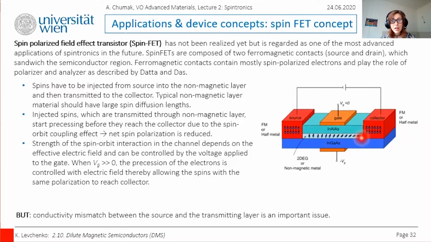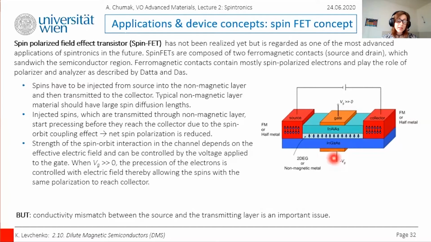Current modulation is achieved by tuning the strength of the spin-orbit coupling in the semiconductor region and the degree of the spin precession. Importantly, the strength of the spin-orbit interaction in the channel depends on the effective electric field, and of course, as we may see here, it can be controlled by the voltage applied to the gate. This spin-FET transistor, as envisioned by Datta and Das, is a gateway to spin information processing, to the coherent manipulation of electron spins in semiconductors.